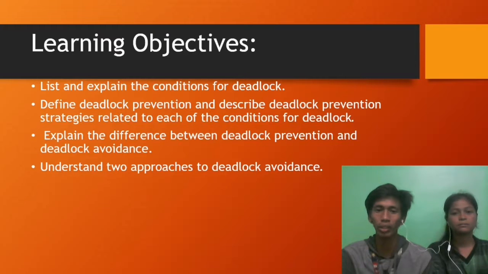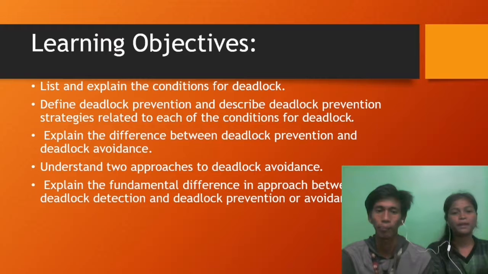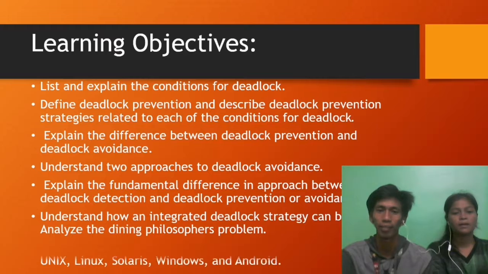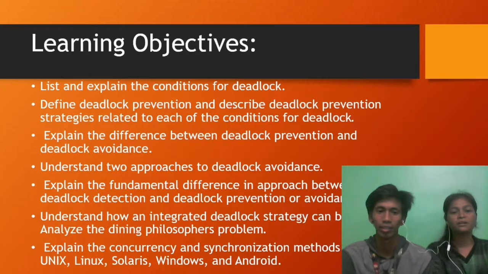Understand two approaches to deadlock avoidance. Explain the fundamental differences in approach between deadlock detection and deadlock prevention or avoidance. Understand how an integrated deadlock strategy can be analyzed with the dining philosophers problem. And explain the concurrency and synchronization methods of Unix, Linux, Solaris, Windows, and Android.